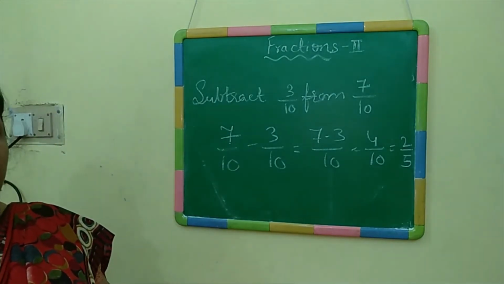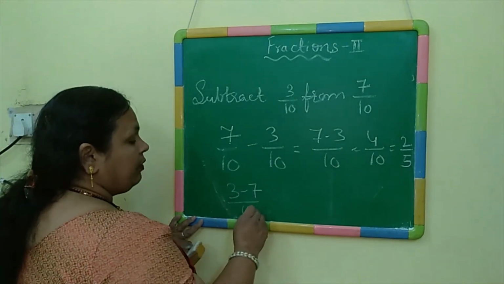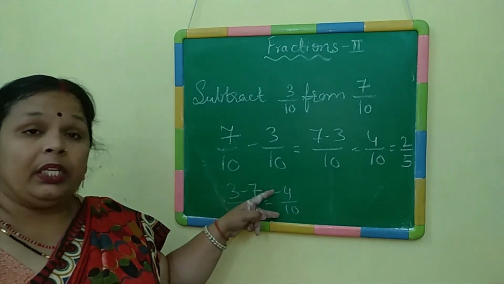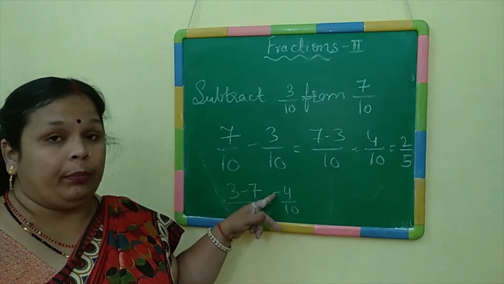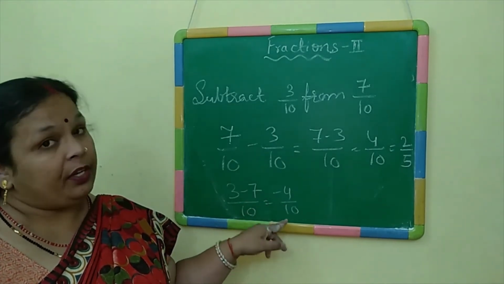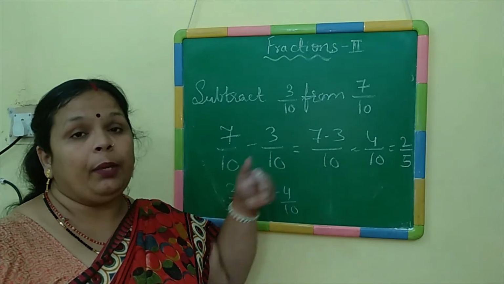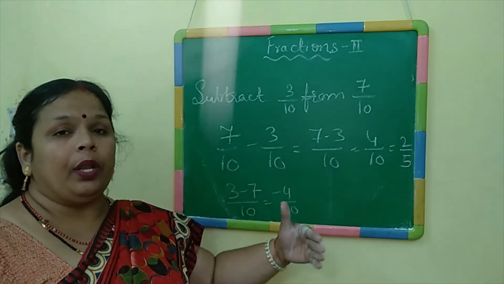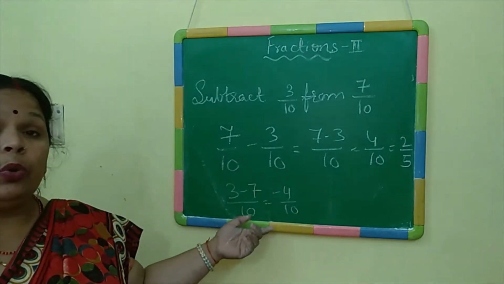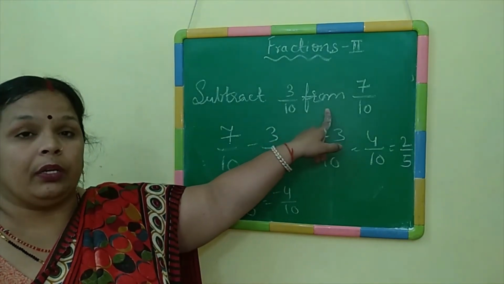Now, if you are not following the correct process, your answer will be 3 minus 7 by 10, that is minus 4 by 10, but this is not a rational whole number. For fractions, we need to have numerator and denominator as a whole number. Whole number begins from 0 to infinity. It keeps on increasing as you add 1 or you keep on finding the successor of the number. The number keeps on increasing. So, this is wrong. Kindly be alert when the word from comes.